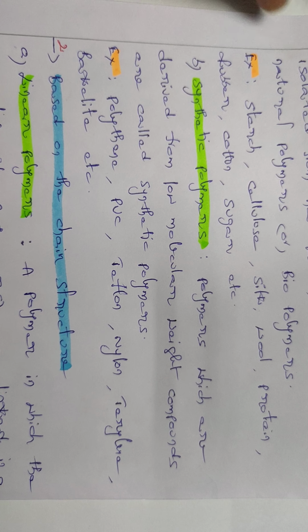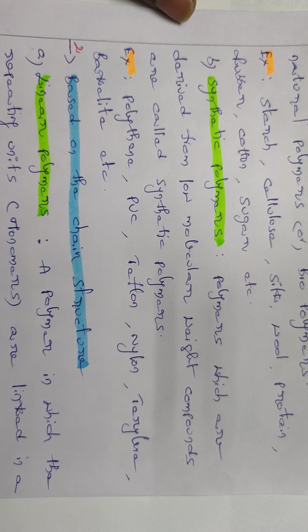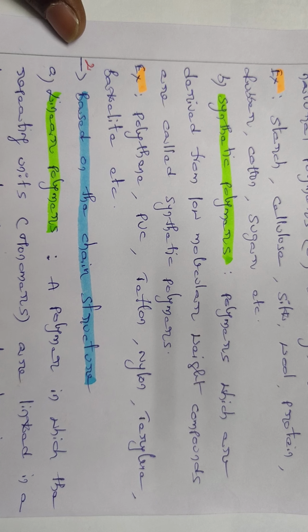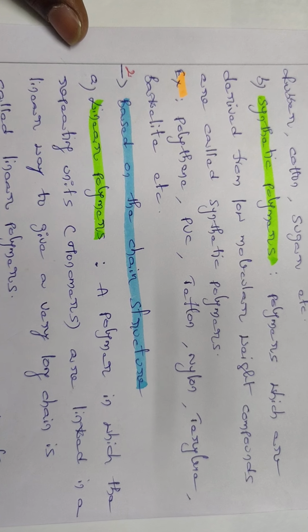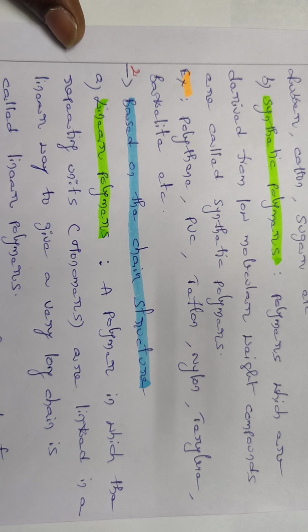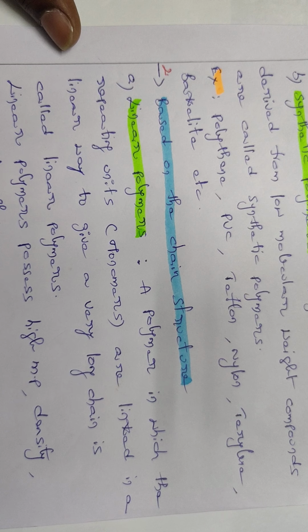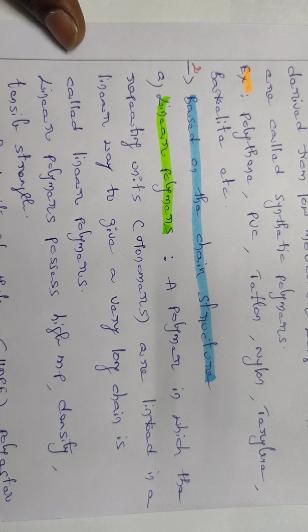And the second classification is based on chain structure. Based on chain structure, how are the polymers classified? Mainly the polymers are classified as three types: linear polymers, branched polymers, and cross-linked polymers. Linear polymer means the repeating units are linked in a linear way or straight chain manner. Linear polymers have high melting point, density, and tensile strength.